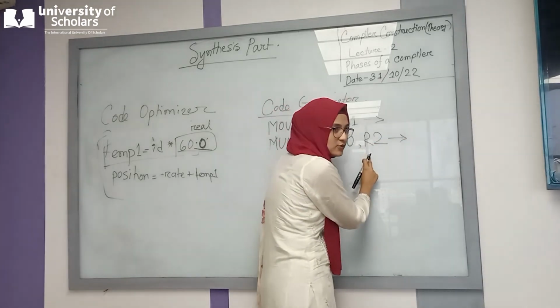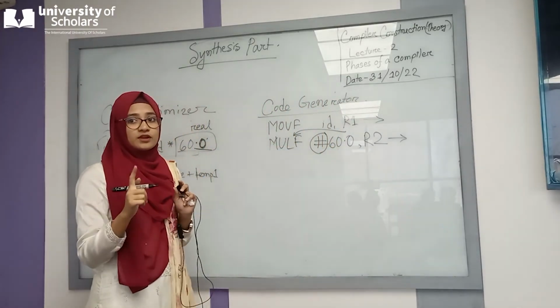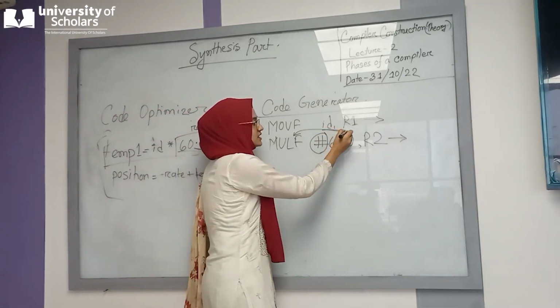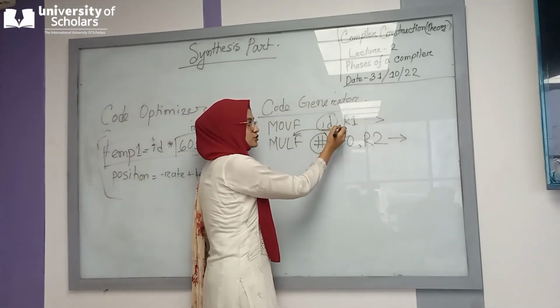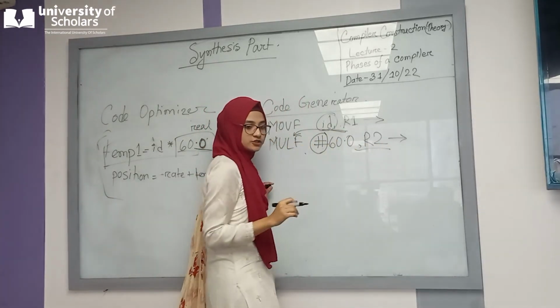The multiplied value will be stored in register 2, because a register can store only one value at a time. It is already holding the ID value, so it cannot hold this multiplied value. So we need to store this in the second register, R2.